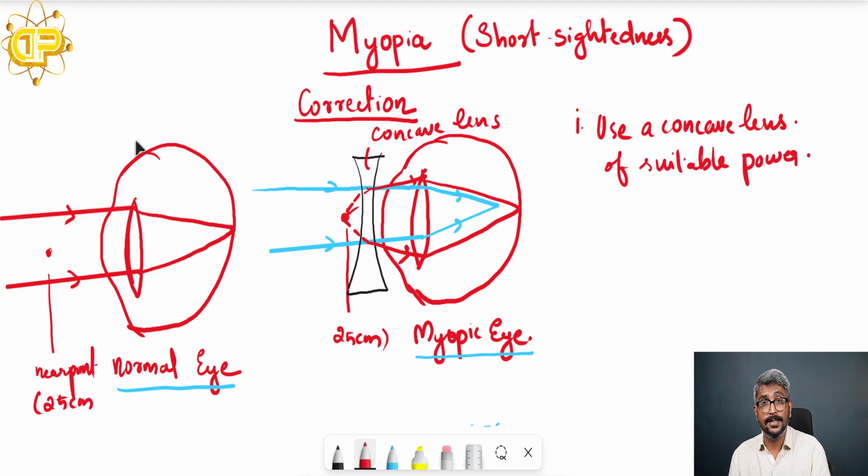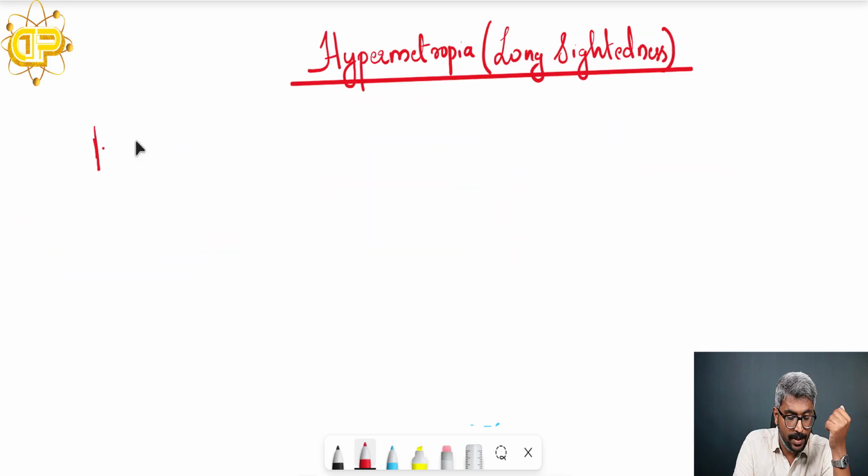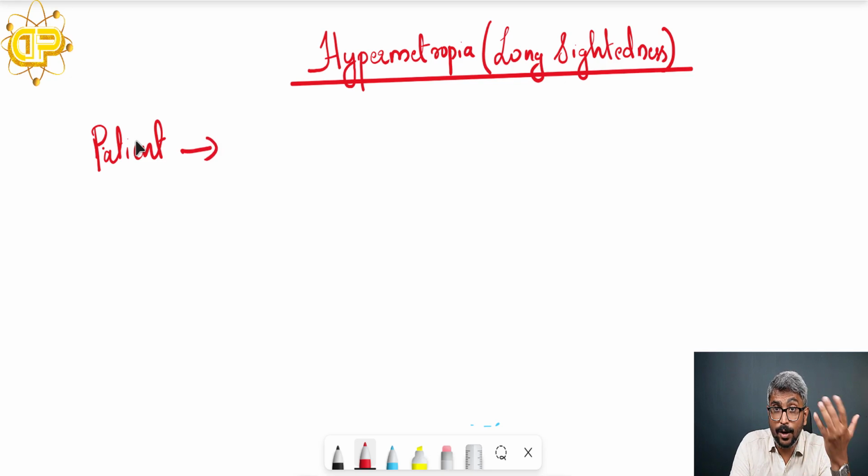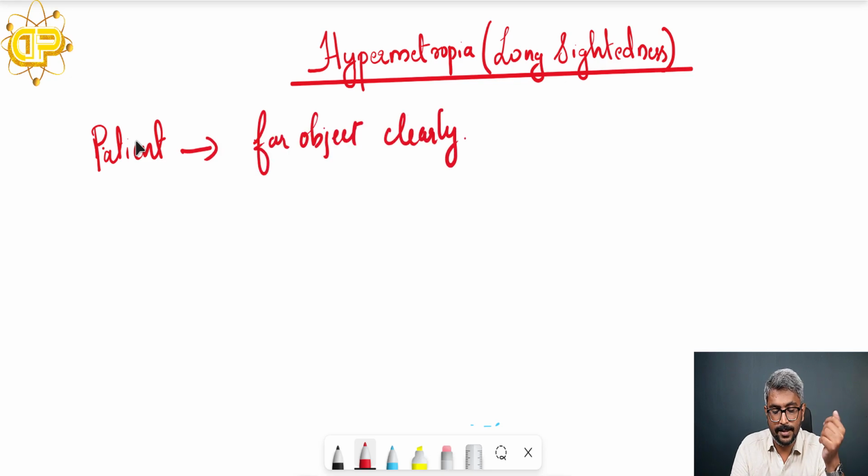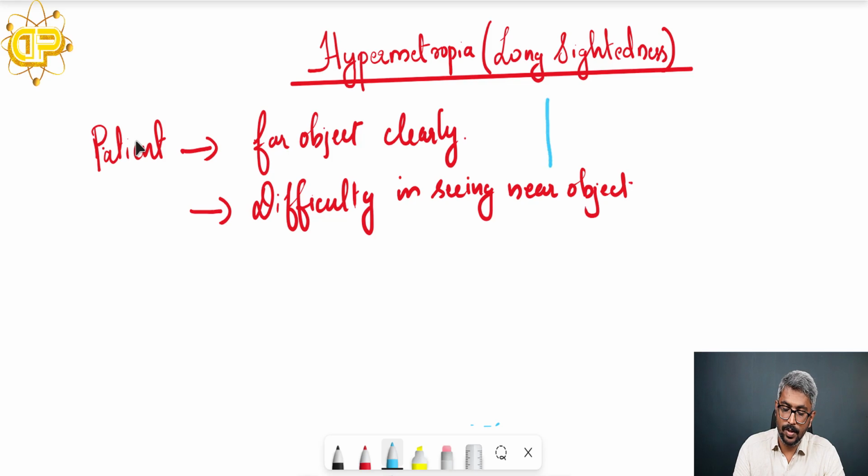The next defect is hypermetropia, or long-sightedness. A patient or person with hypermetropia can see the far object clearly, whereas the near object cannot be clearly seen. And this condition is known as what?